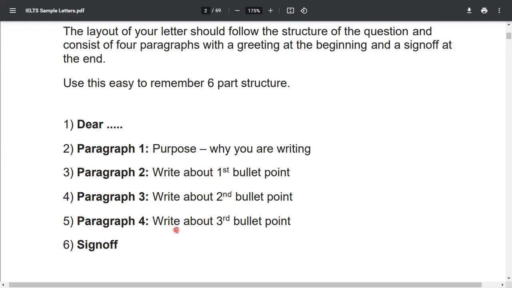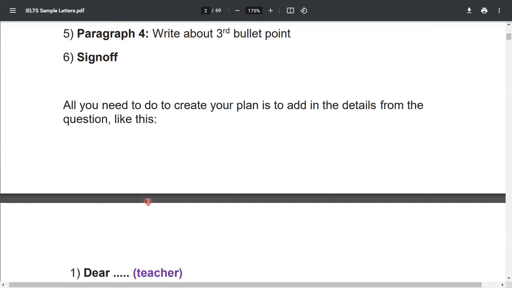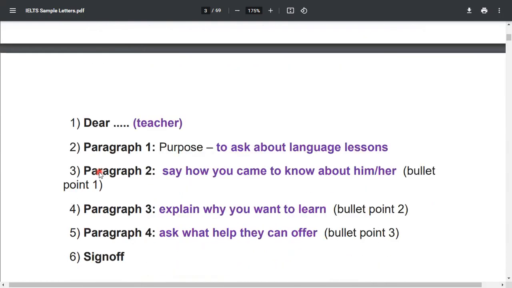So this structure applies to all types of letters or IELTS writing task 1 essays, general version, okay? So now all you need to do is create your plan. Before we begin writing, we need to think about the answers. So don't actually start writing immediately. You can first try to think about the answer for every single question.